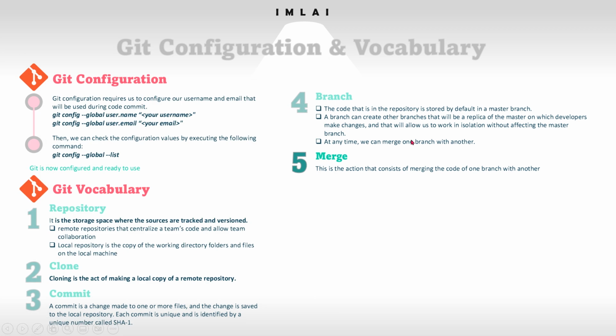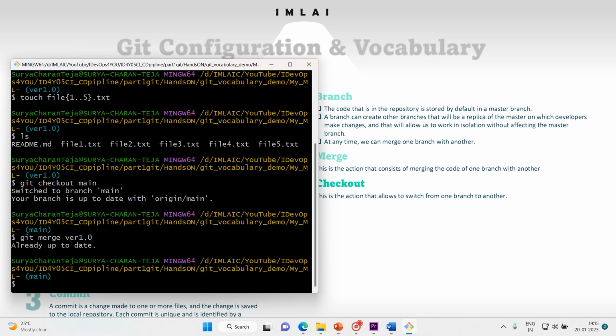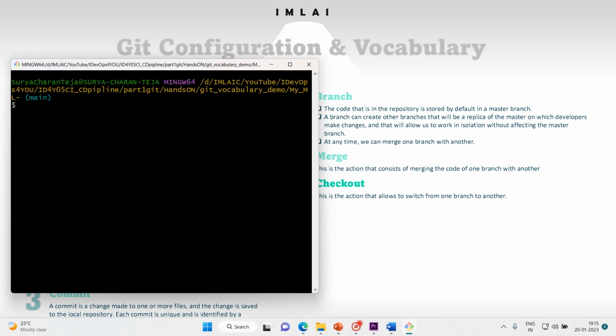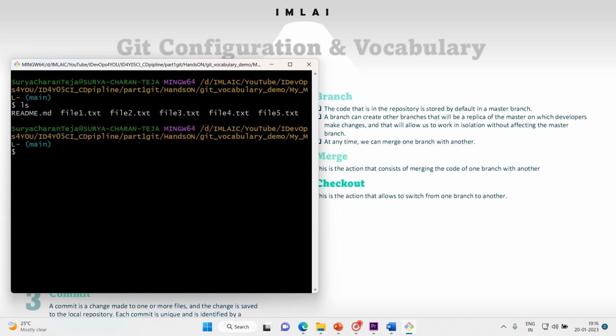So then checkout. So what is checkout? The checkout action we have seen. This is the action that allows us to switch from one branch to another branch. So let's check out one more time. Clear the screen, but before that, after the merge you can clearly see all the files have been copied, all the files have been brought back.